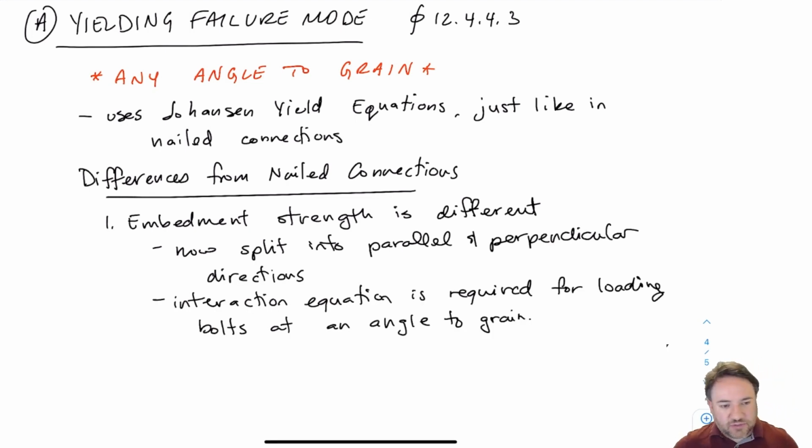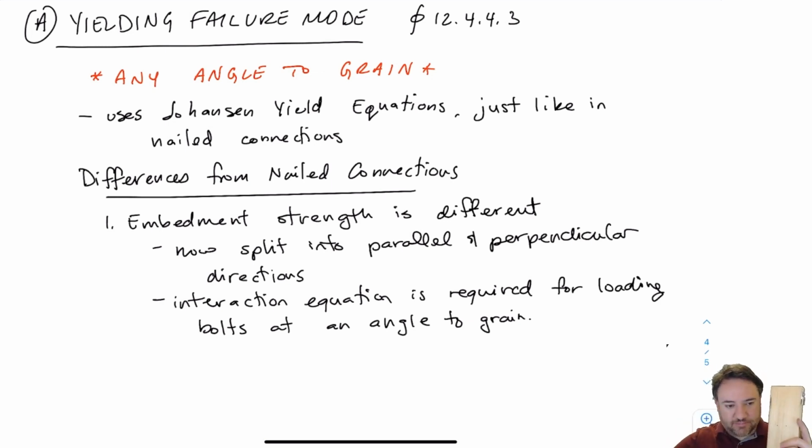Okay, so the embedment strength, well, similar. The equations are very similar. In fact, one of them is identical. For nails, when we had nail embedment in a piece of wood, it didn't matter whether we were going parallel to grain or perpendicular to grain. We had the same embedment strength, like the nail pulling through the piece of wood.